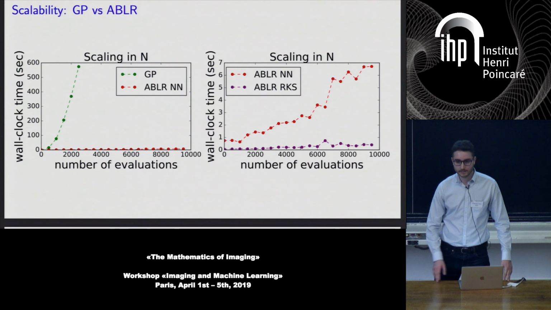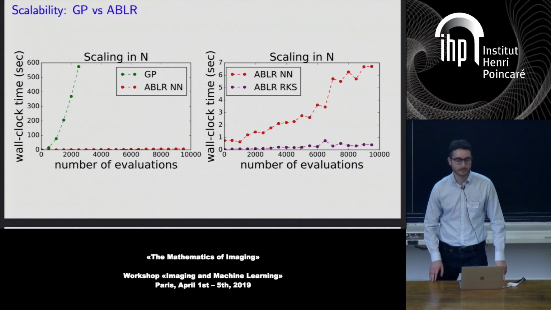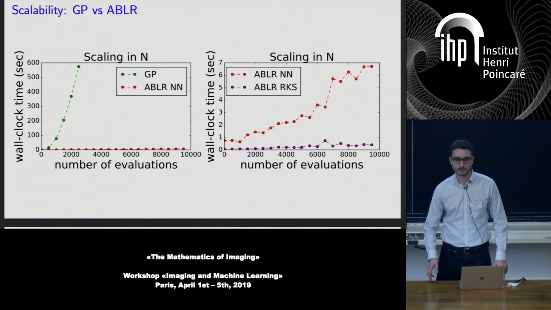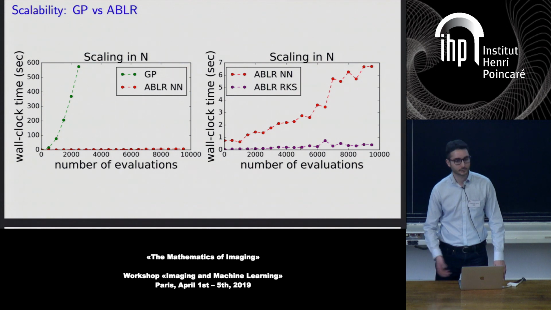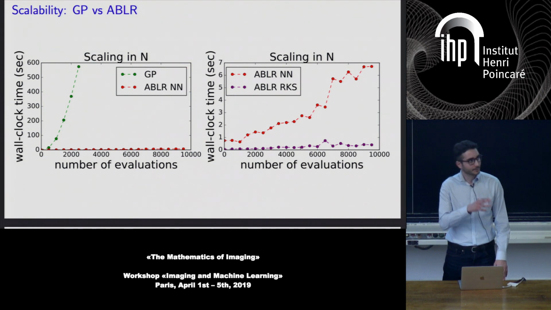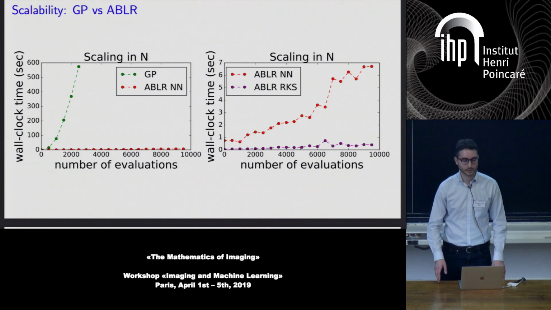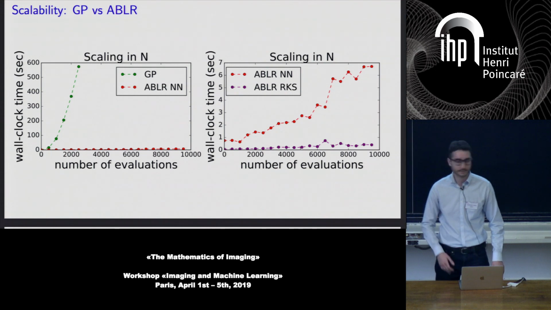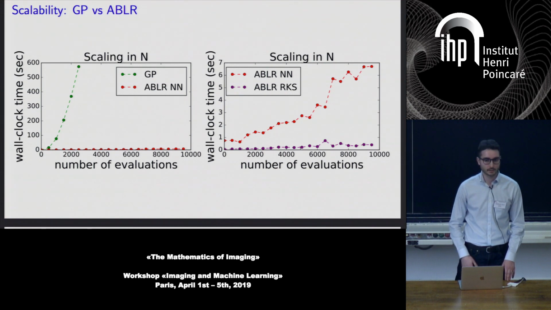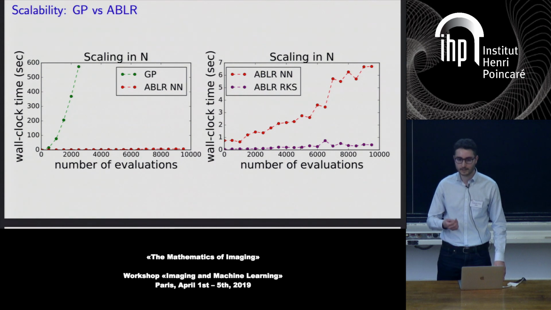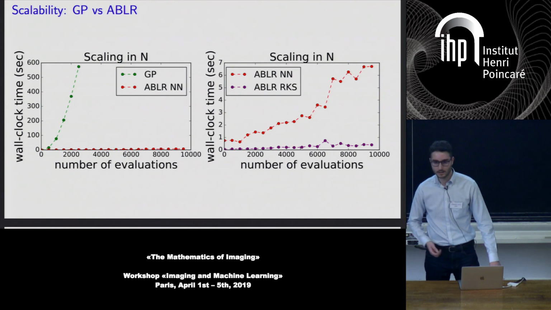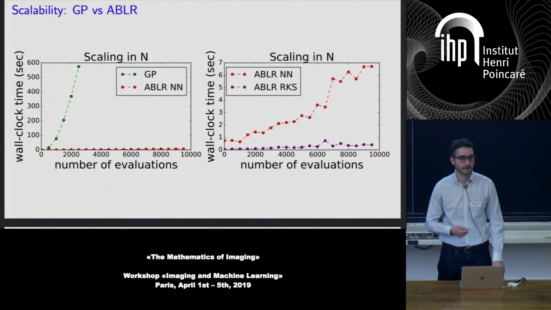However, we know that GPs do not scale well in the number of observations n. Here is a simple comparison of walk clock times as you increase the number of evaluated candidates. And of course, GPs become unfeasible as soon as you have more than a few hundreds or thousands of evaluations. On the right-hand side, we also compare different choices of the basis function, either a neural network or RKS, the random Fourier features. And of course, the random Fourier features give you a much faster algorithm because you only have one hyperparameter, the bandwidth, to optimize, as opposed to the entire set of weights of the neural network.